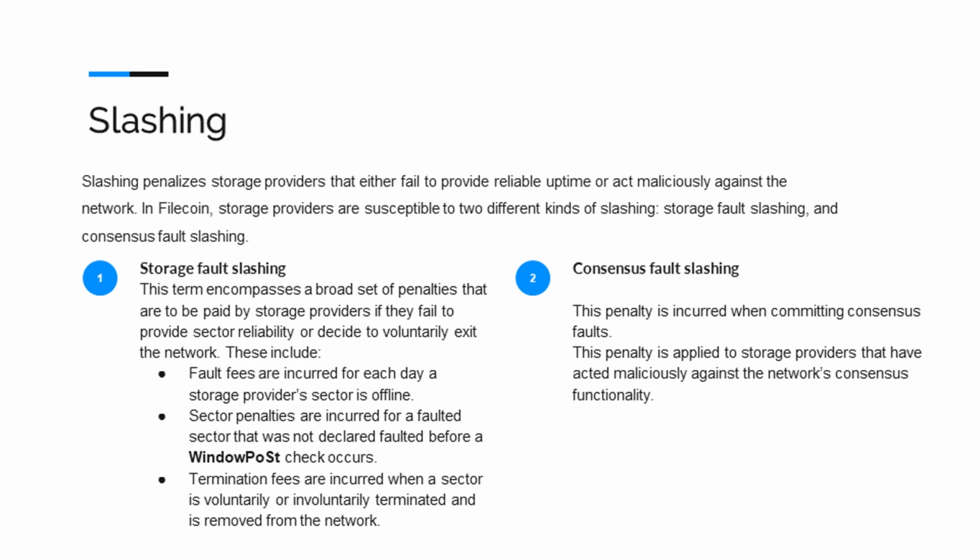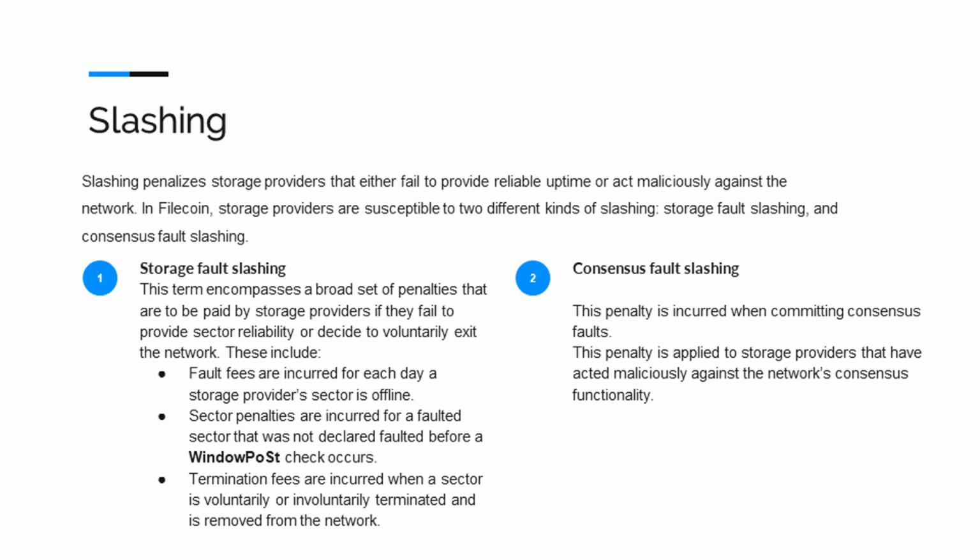These include fault fees, which are incurred for each day a storage provider's sector is offline. Fault fees continue until the associated wallet is empty and the storage provider is removed from the network. In the case of a faulted sector, there will be an additional sector penalty added immediately following the fault fee.